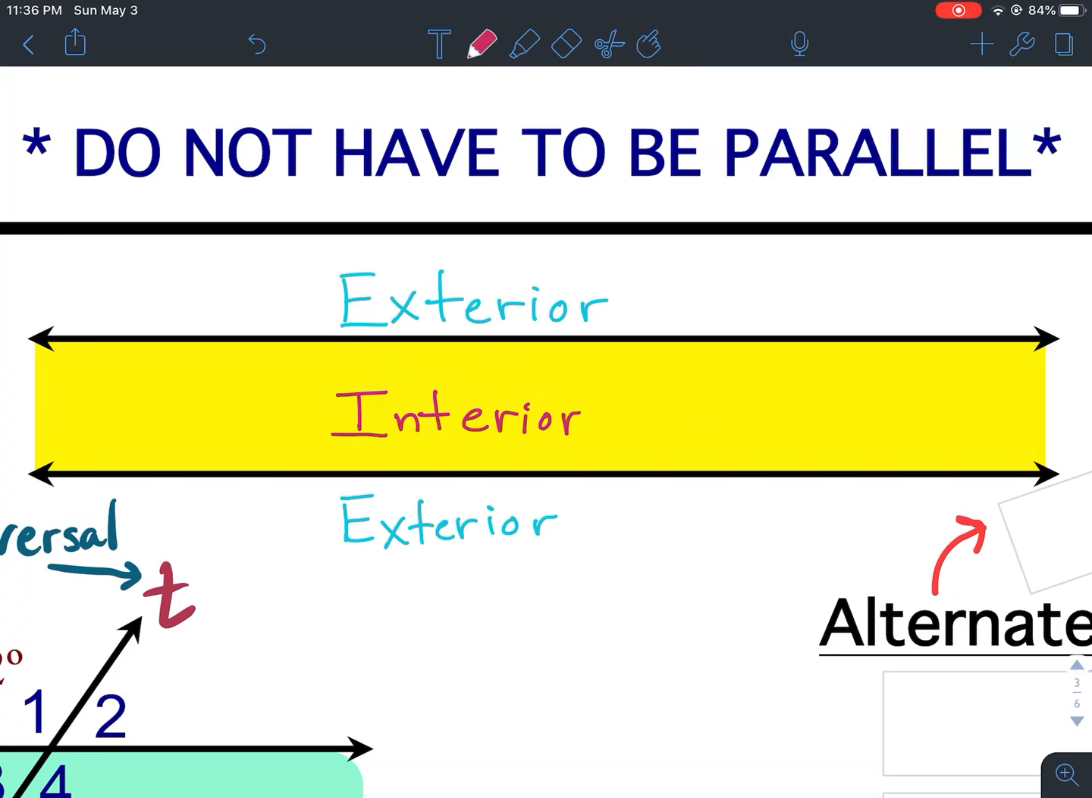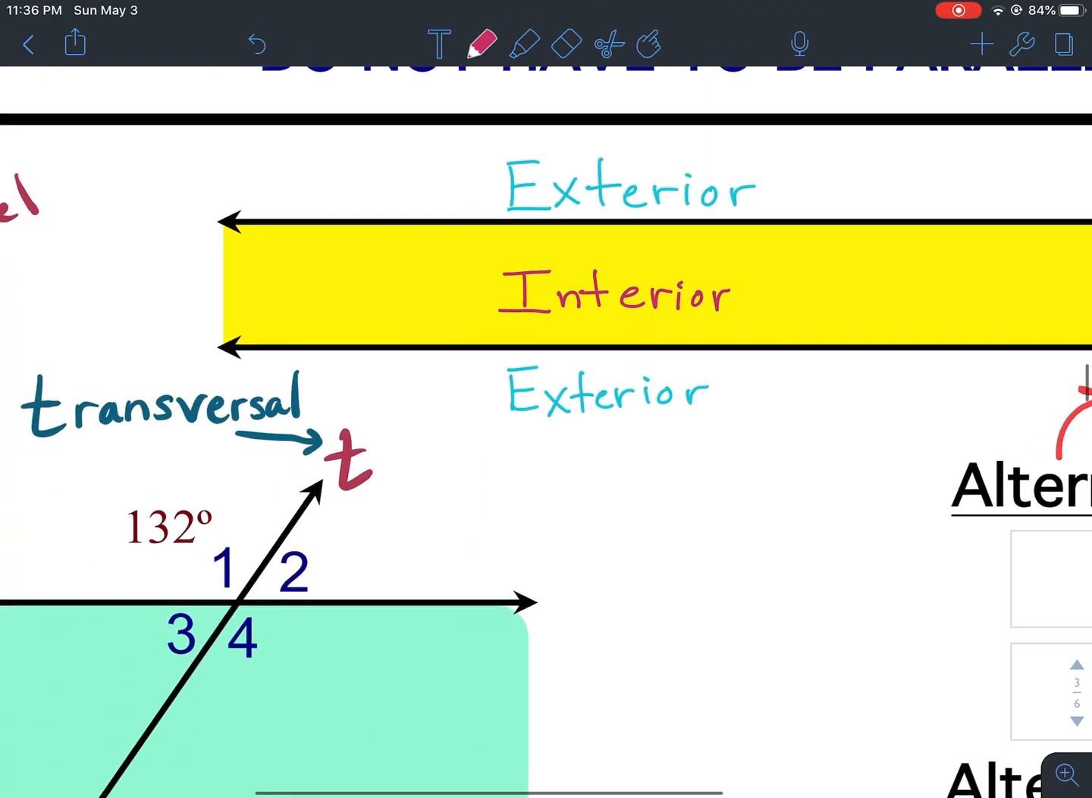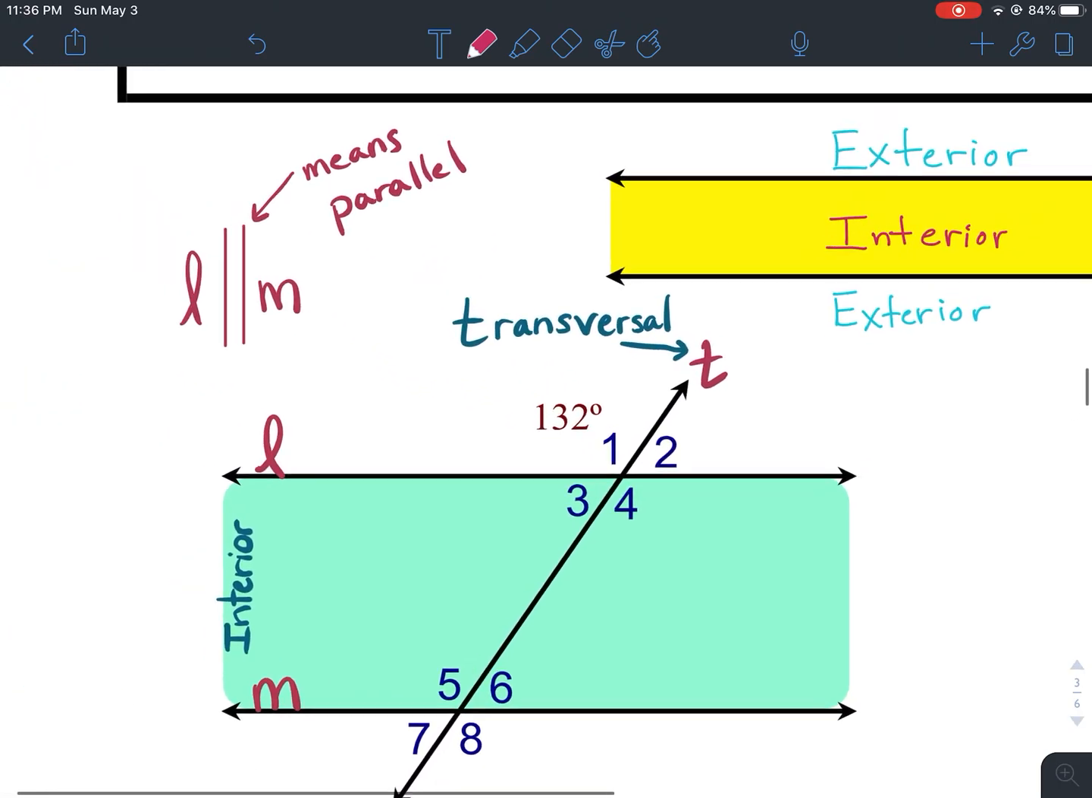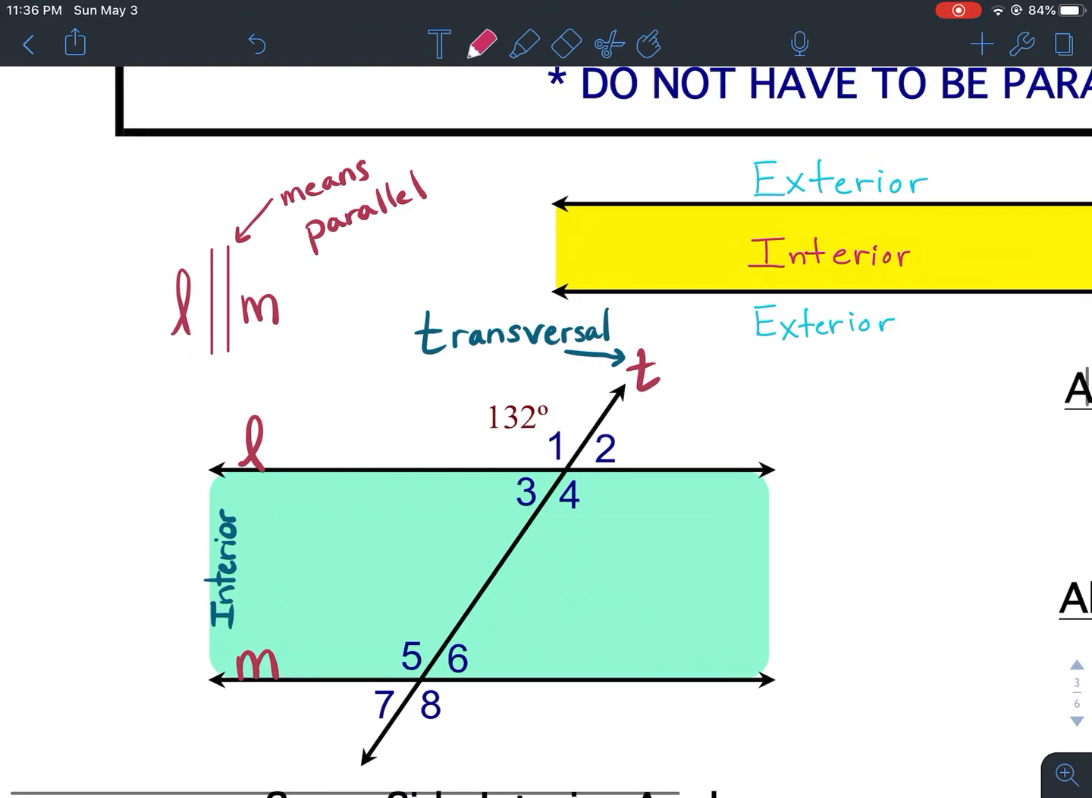So interior and exterior. What we're going to be doing is working with parallel lines cut by a transversal. So you need to understand the difference between interior and exterior. All right, go ahead, pause your video. Get everything that you see in this picture written down. Write down L, M, T. You could use your highlighter to shade between the two parallel lines. These two marks right here mean parallel. Get everything that you see written down.